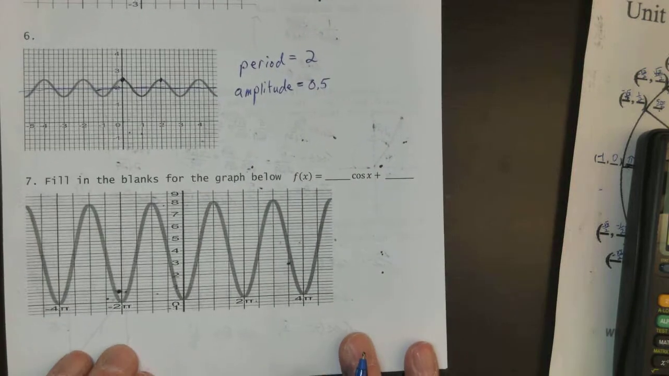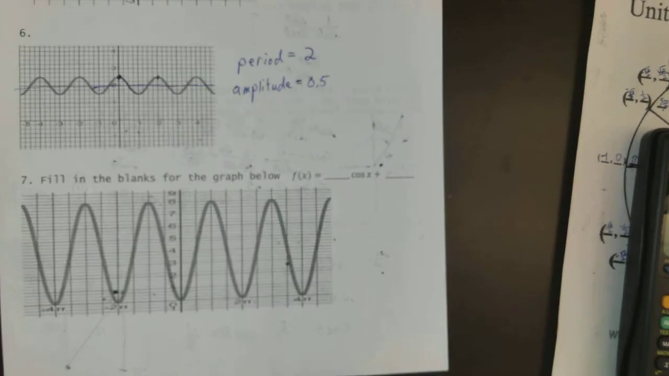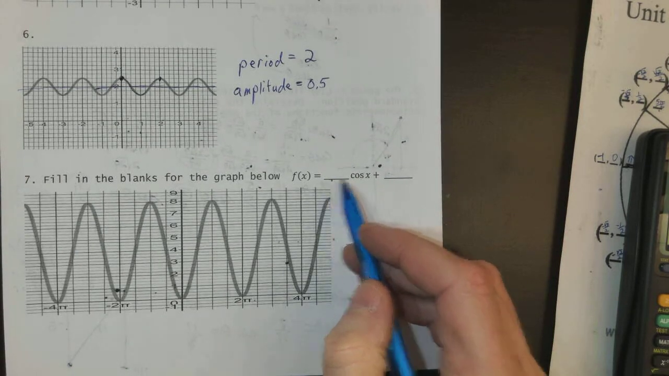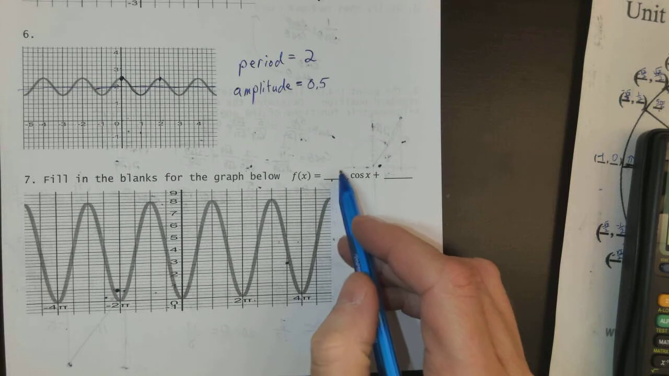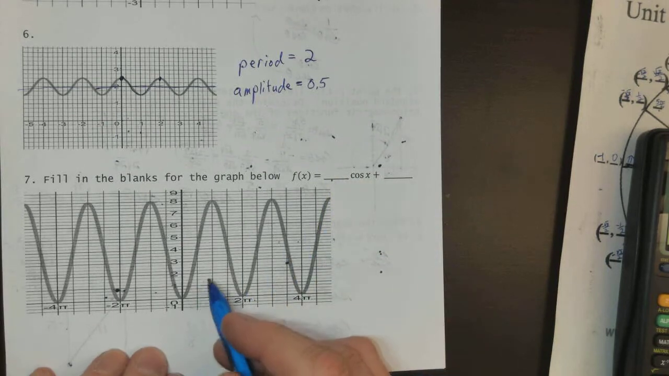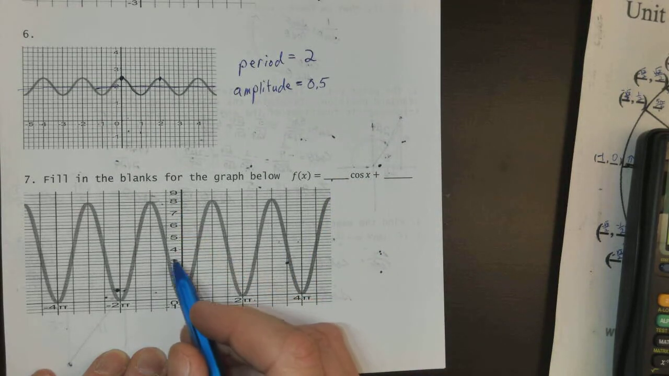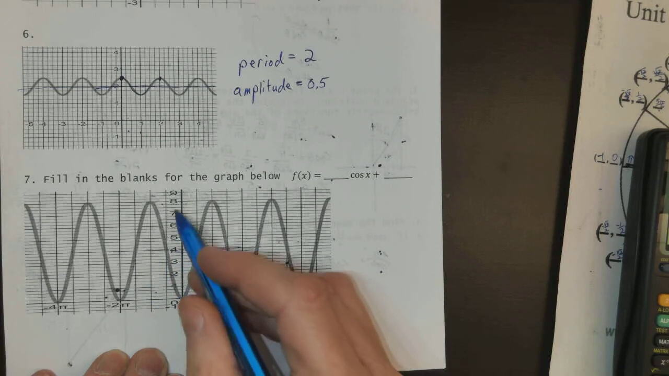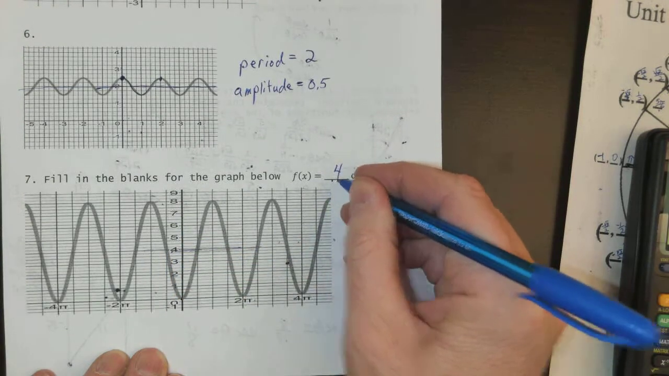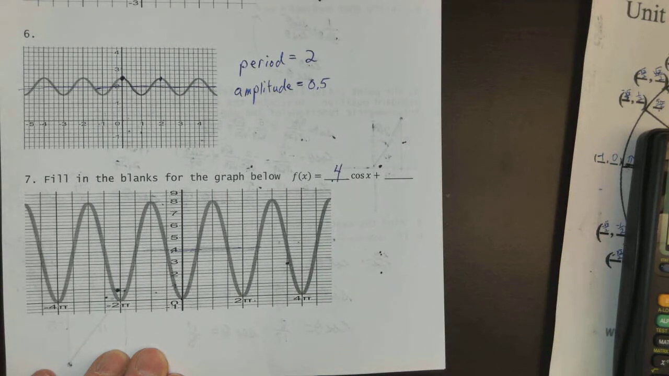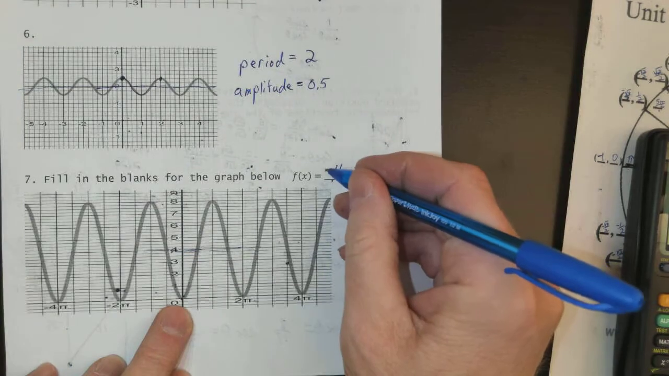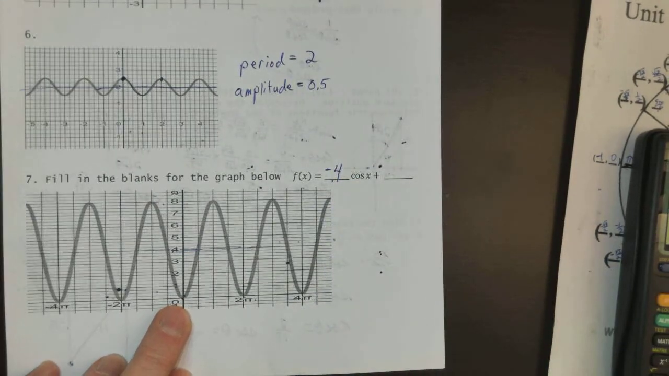All right, let's see what kind of challenges 7 has for us here. Remember, the amplitude goes in front of the cosine or the sine. Where are we going? 0 to 8. So we are here at 4 in the middle. 4 above, 4 below. We're going to go 4 there. Looks like it could be a cosine that's flipped. So I'm going to go negative 4.